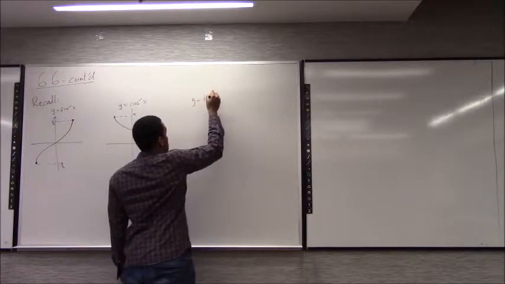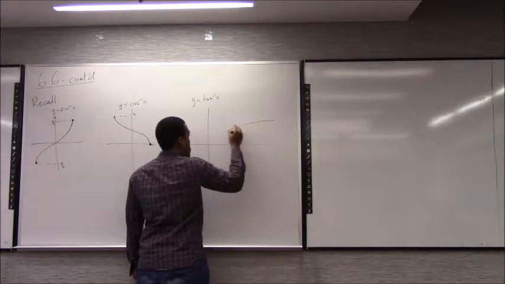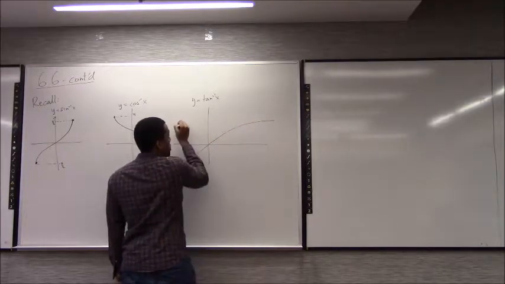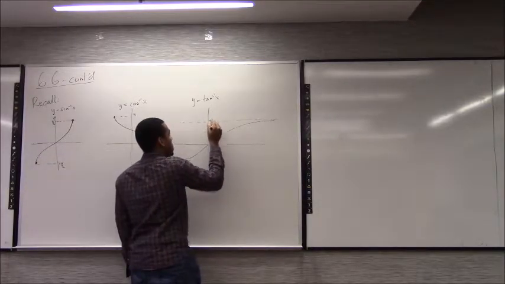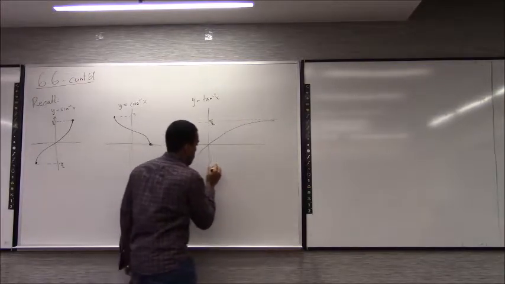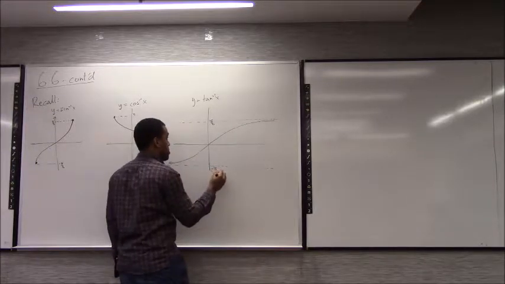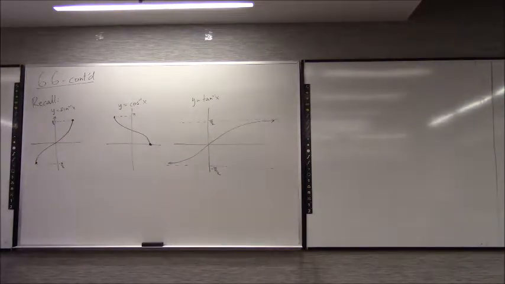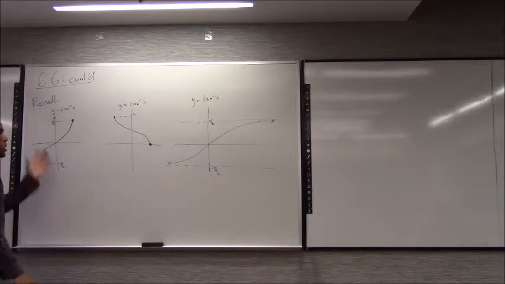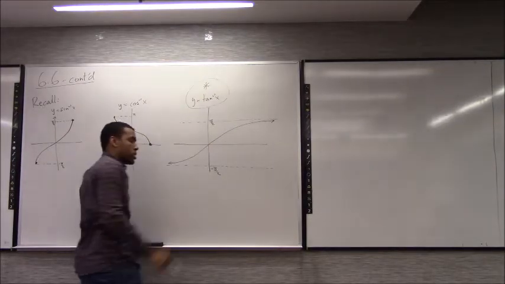We also had y equals tangent inverse. This one, the domain was everything. It's like a big S, and it has a horizontal asymptote of pi over 2 and of minus pi over 2. So in terms of the graphs, I kind of just drew these for completeness, but you don't really need to know them. However, I would recommend that you do learn the graph for tangent inverse.